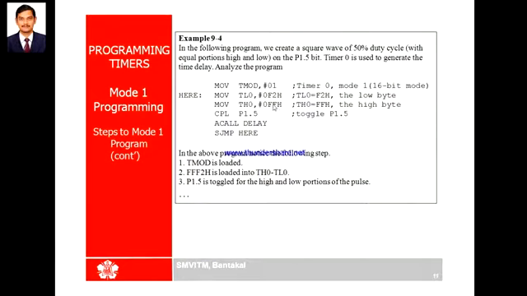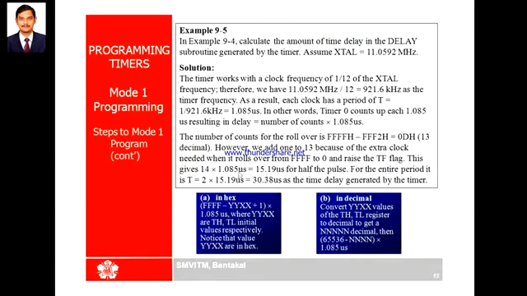For this loaded delay FFF2, we are getting around 15.19 microseconds for half of the pulse. To get equal on and off portions, your program is generating around 30.38 microseconds as the time delay generated by the timer.